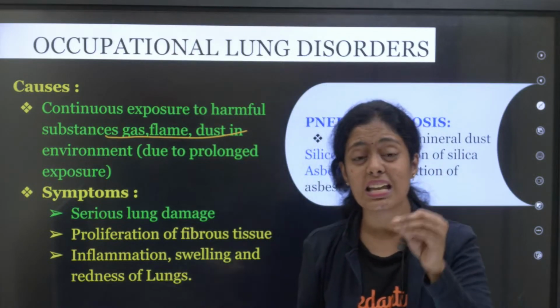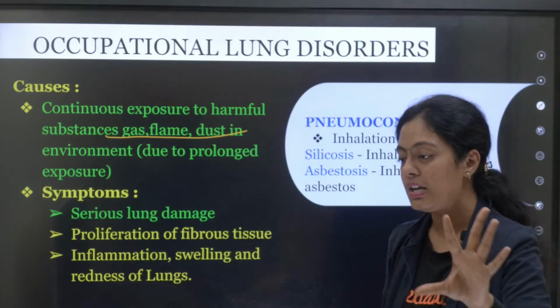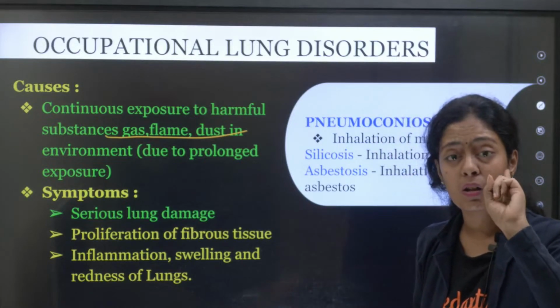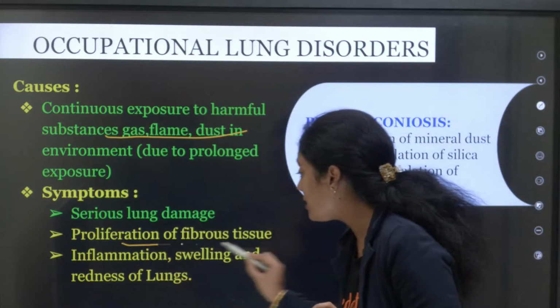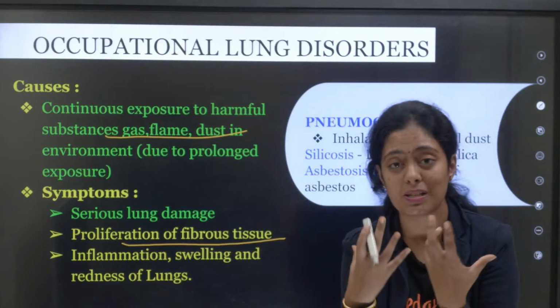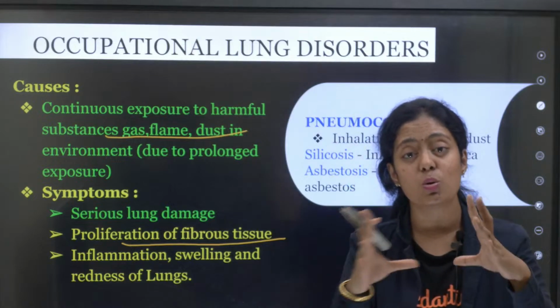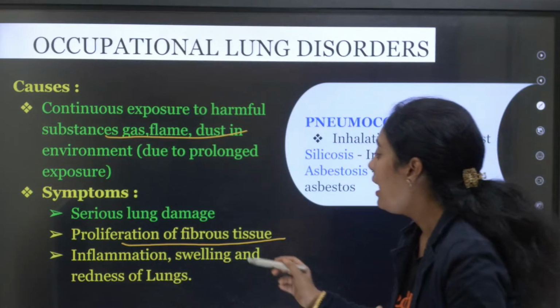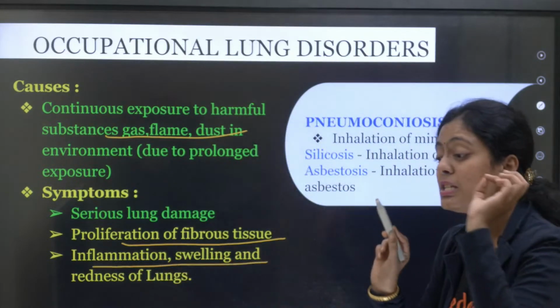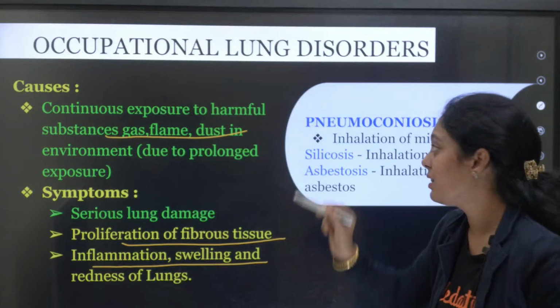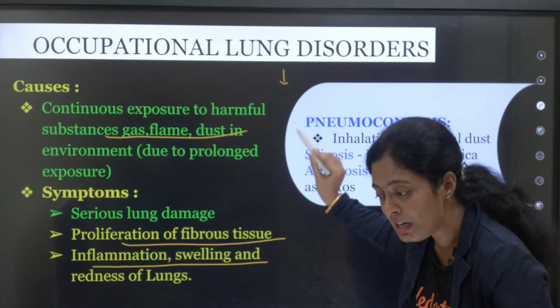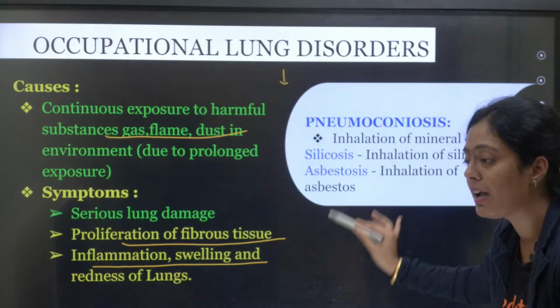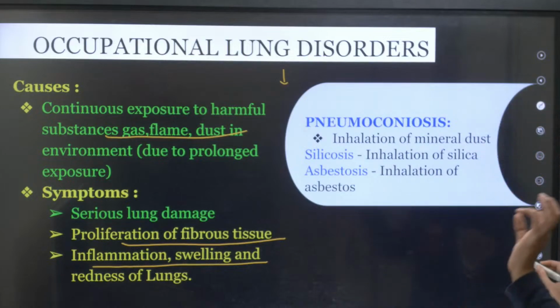Okay, so safety should be the priority. Okay, இது என்ன காஸ் பண்ணுதுன்னு ரொம்ப கிளியரா பாருங்க. It causes proliferation of fibrous tissue. There is a fibrous tissue development in your lungs. Okay, and it causes inflammation, swelling and redness of lung. This is very important. This is there in your NCERT. இது ரொம்ப முக்கியமான விஷயம்.